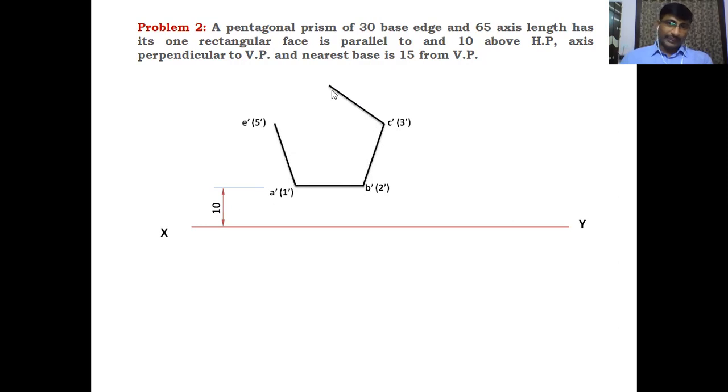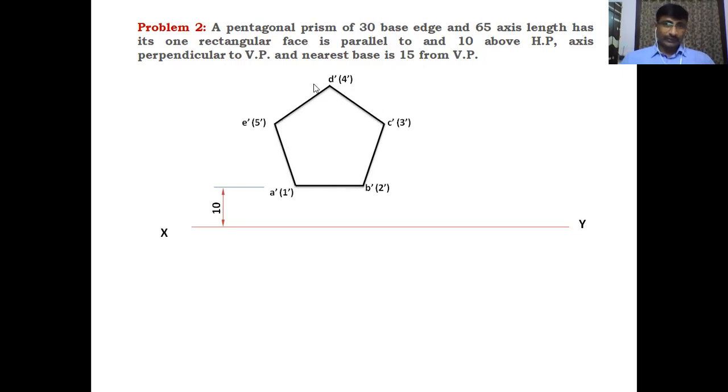Again, draw a line which is inclined at an angle of 108 degrees with this line from C dash of 3 dash, and draw another inclined line at an angle of 108 degrees with this line at E dash of 5 dash, 30 mm distance. That line will be intersecting the initial line somewhere else here. We will get the fifth point of the pentagon. This is the fourth point of the pentagon, that is D dash of 4 dash. This is the E dash of 5 dash.